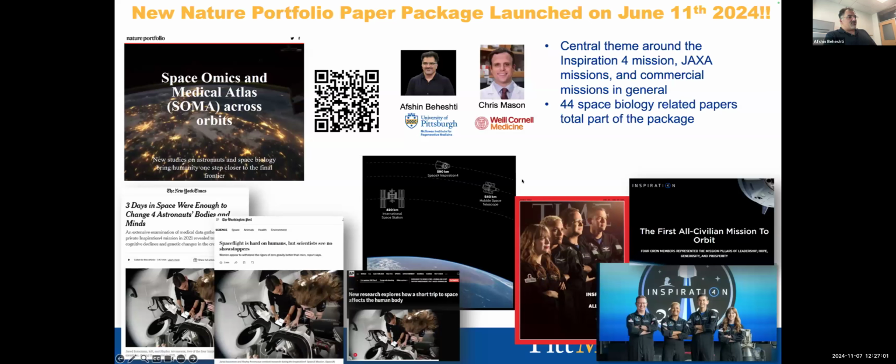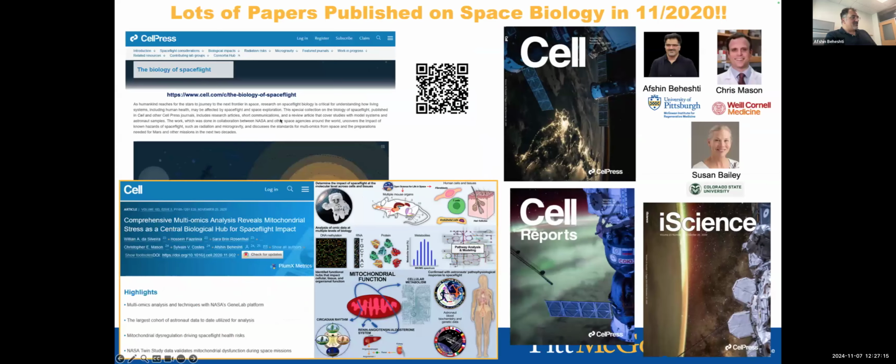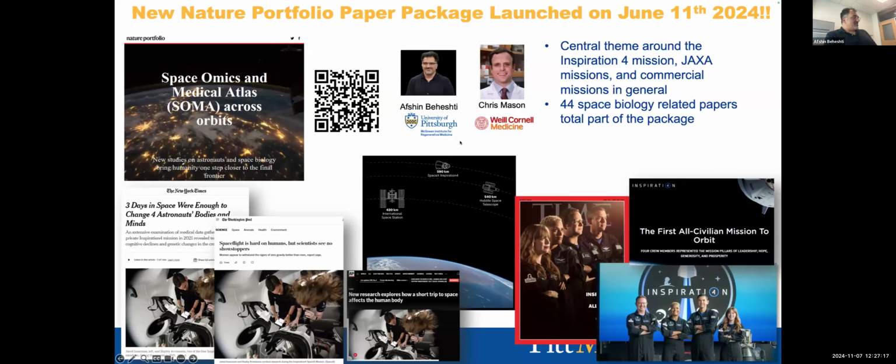But all the data that was produced by Chris and his team, and some other PIs, who produced lots of omics data and lots of data points, is now available publicly on the Open Science Data Repository. So go there and find it. This is the first ever human data at that level from space that is available to anyone.